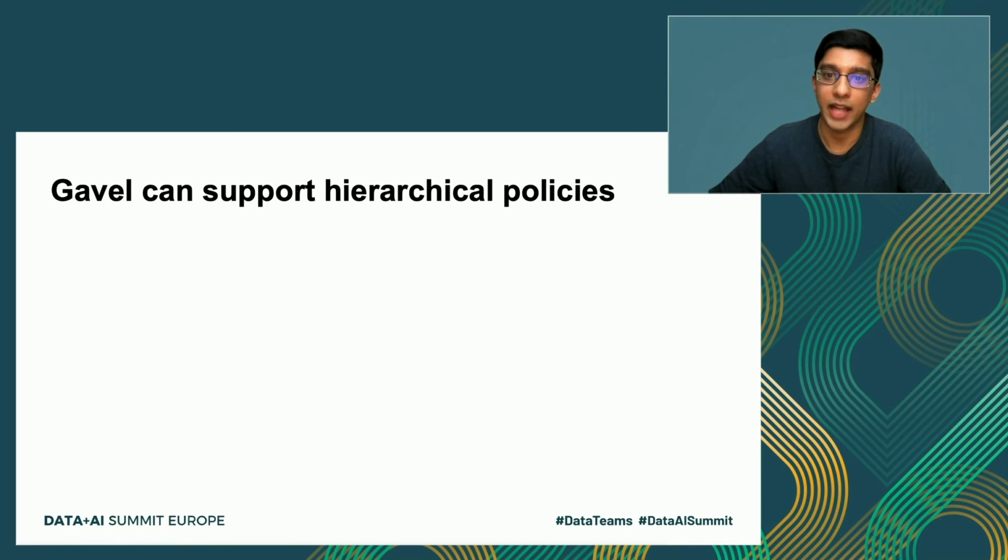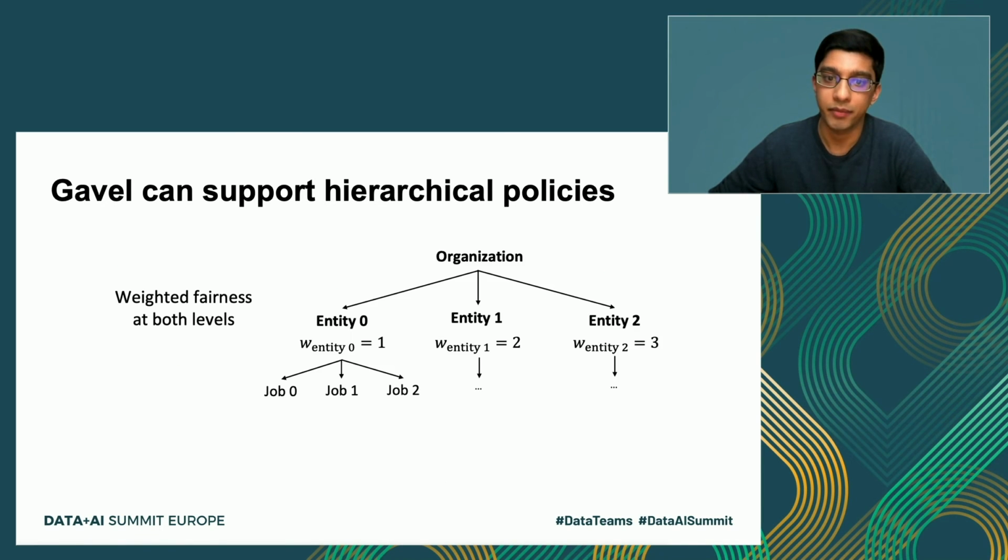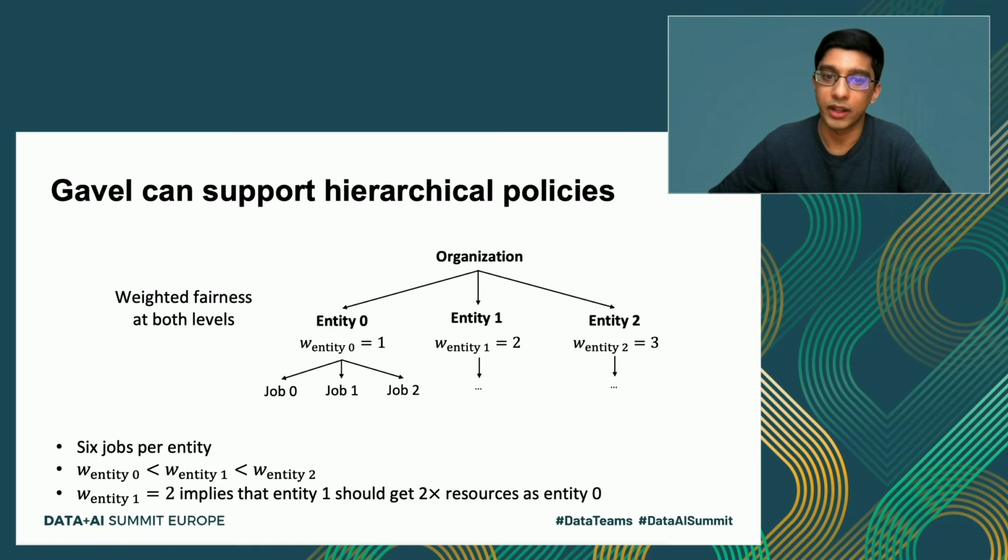Now let's look at whether Gavel can support hierarchical policies. To examine this, we have this setup here where there's a top-level organization and three sub-entities. Each entity has a weight associated with it, where entity 0 has a weight of 1, entity 1 has a weight of 2, and entity 2 has a weight of 3. The fact that entity 1 has a weight of 2 means that it should get twice as many resources as entity 0. And there are 6 different jobs for each entity. So we'll submit all the jobs for entity 0 first, then entity 1, and then entity 2.